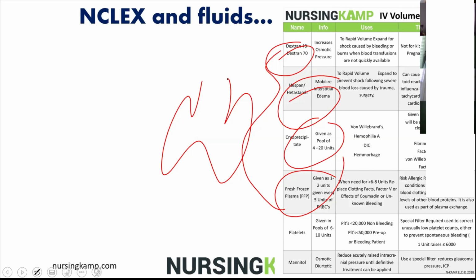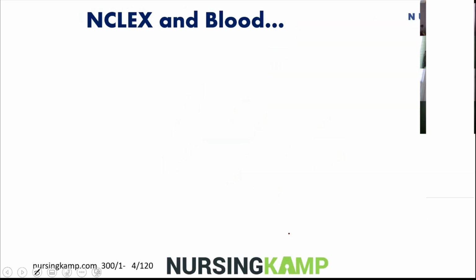I always say Saunders just because Saunders is heavily comprehension. That's the only reason. When they're on ATI or in your book and stuff like that, they're testing whether you read the book or not. You know what I mean? They're testing at a comprehension level. All right, so platelets, mannitol we talked about, and then we got into blood.